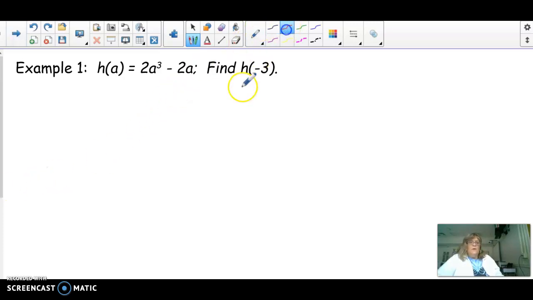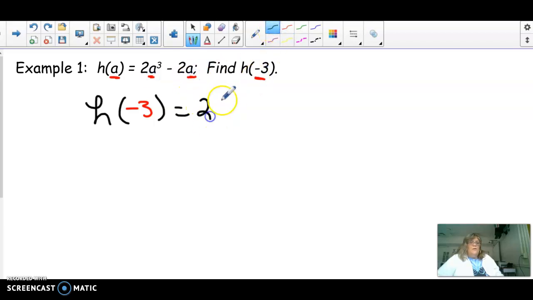So for this one, what we know we're plugging in, everywhere that we have an a, we're going to plug in negative 3. So we're going to say h of negative 3, remember that's what they're telling us to plug into this equation. Everywhere that we have the letter a, we're going to put a negative 3. So we've got 2 times negative 3 raised to the third power minus 2 times a negative 3.